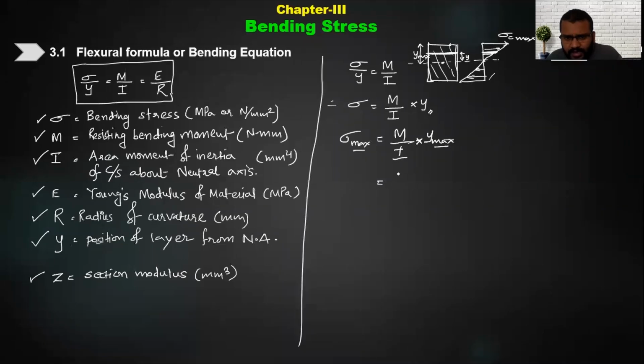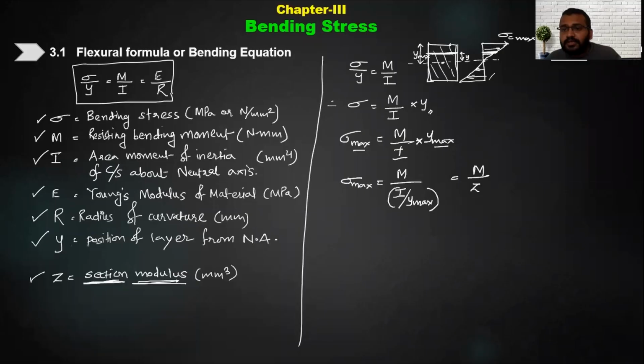Now what if I divide this y maximum by this I? So what is my sigma maximum bending stress? It is equal to M by I into y maximum. Now this I upon y is also called Z. It is denoted by small z, where this z is known as the section modulus. So what is the section modulus for any particular section? It is I, the inertia of that section about the neutral axis, divided by the maximum y.